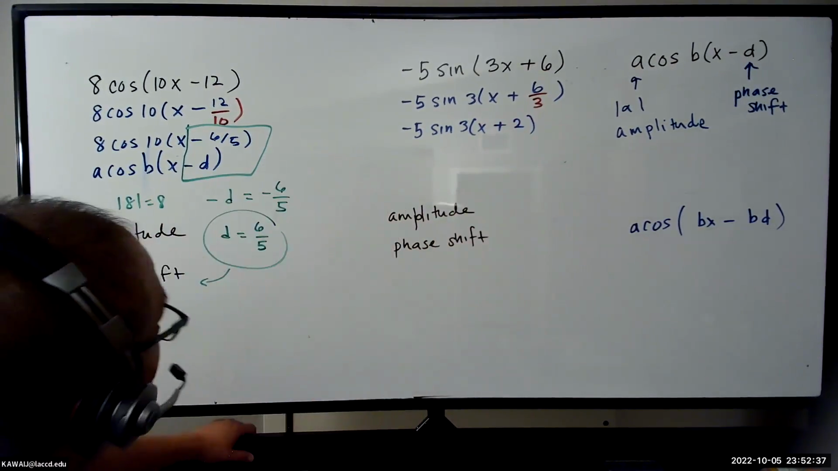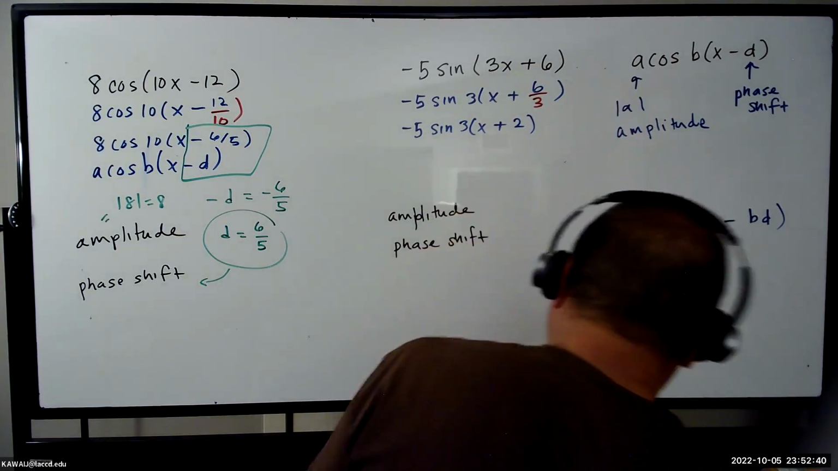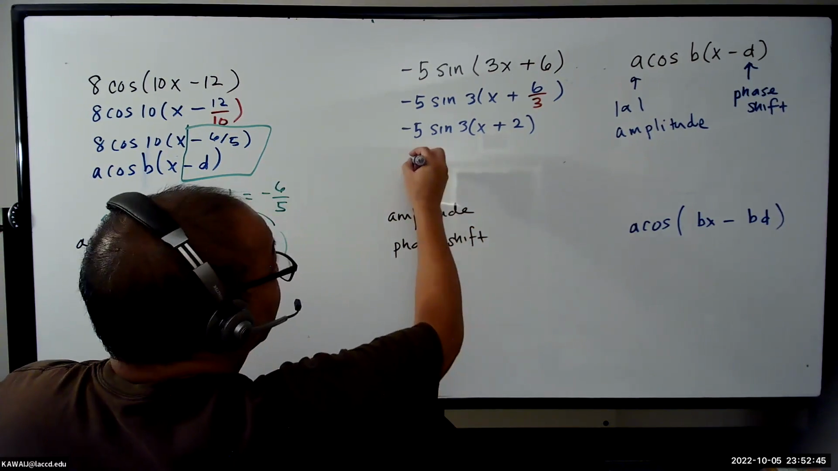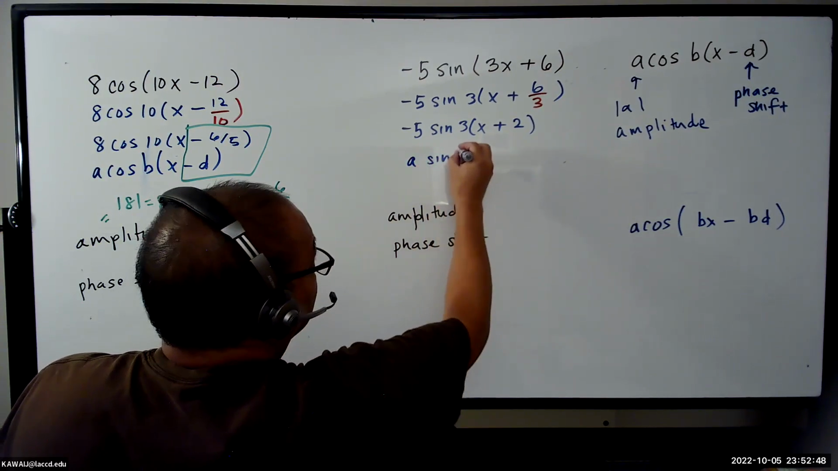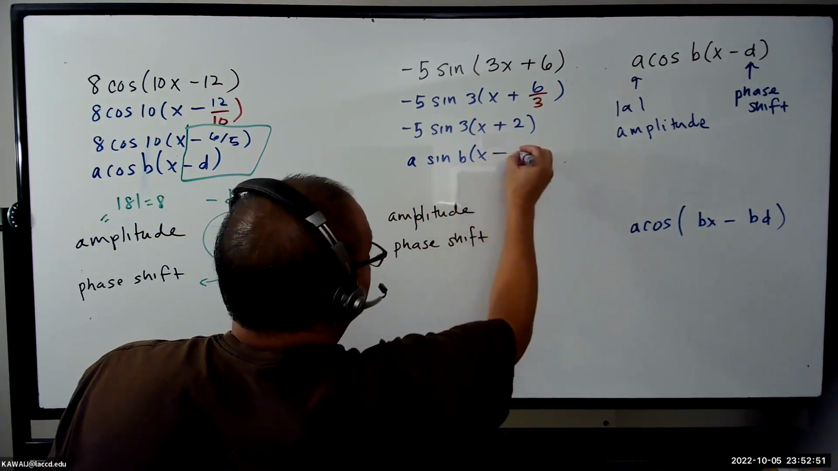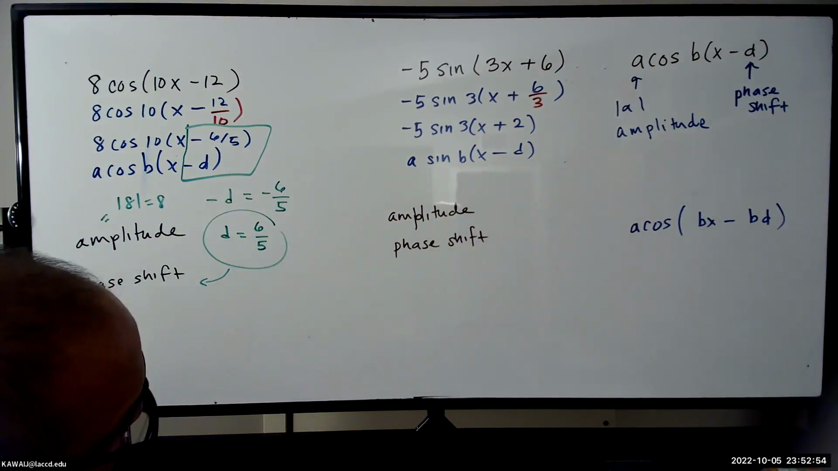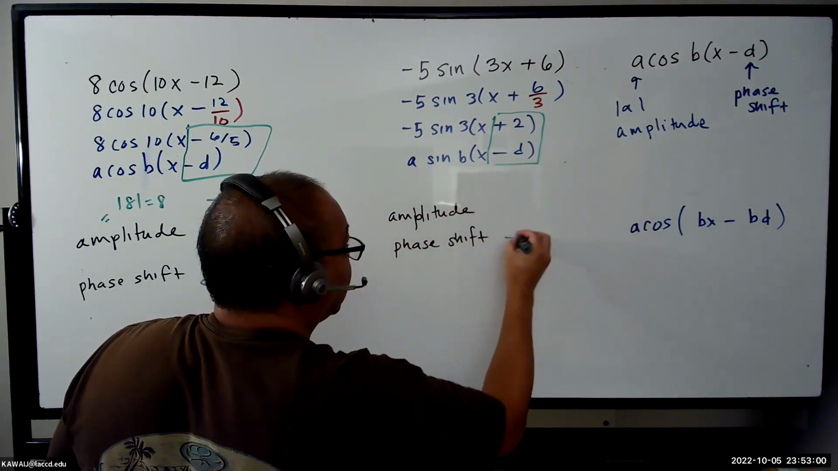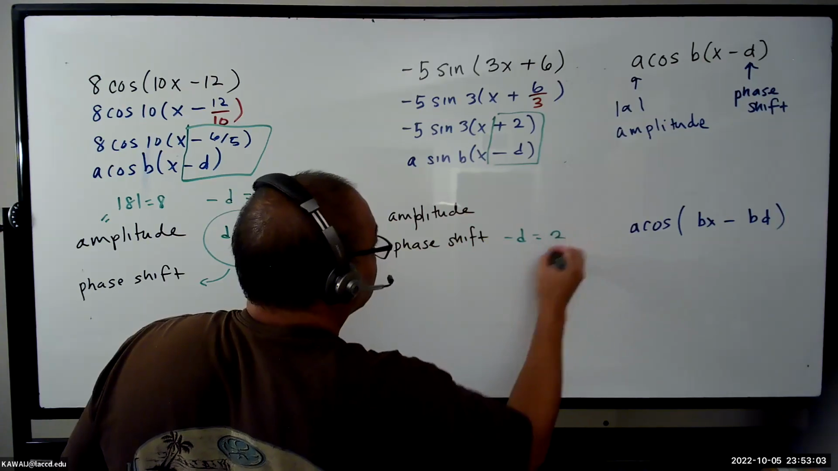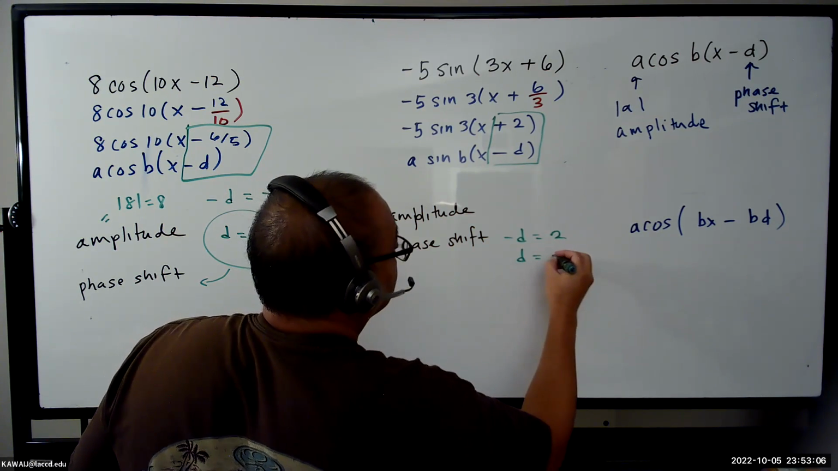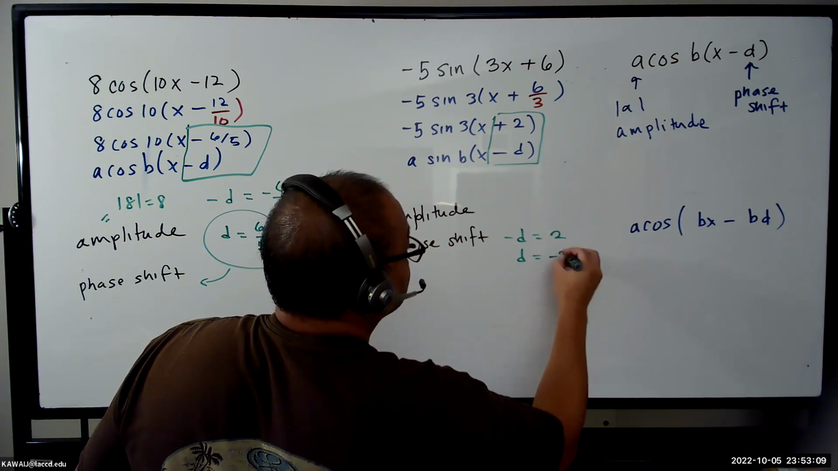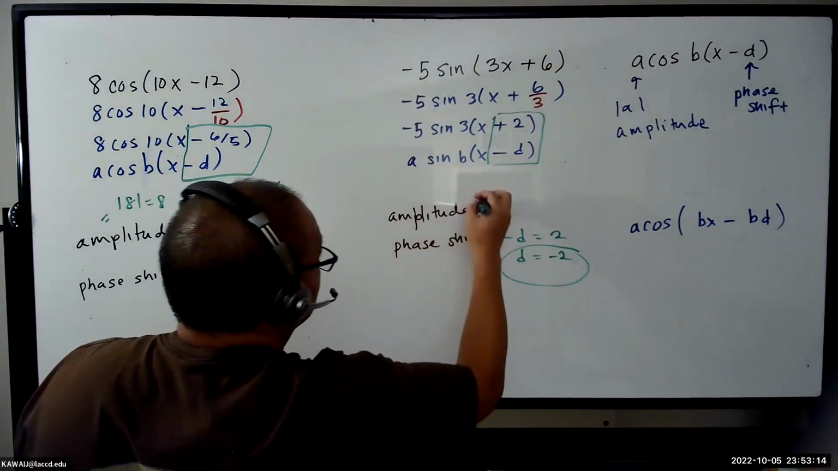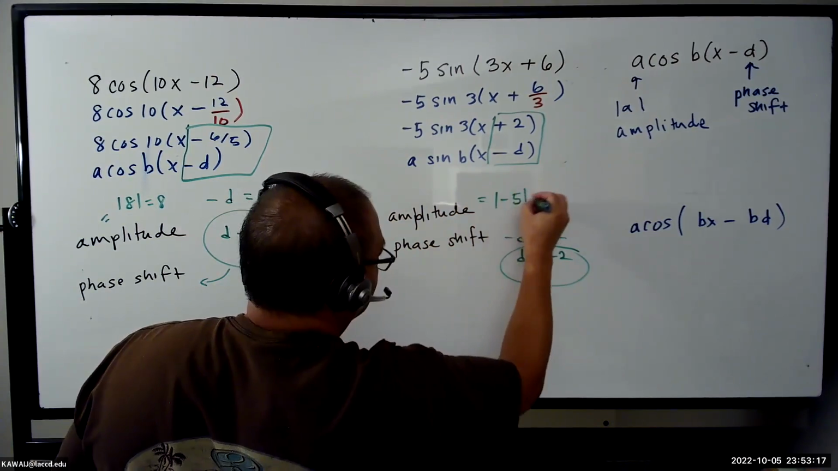Like this. Okay, now we're going to compare it with this formula the book uses. So we'll go A sine B X minus D, like that. And then we'll do pattern matching. Over here, minus D is equal to 2. So D is equal to minus 2. That's my phase shift. My amplitude is equal to the absolute value of -5, which is equal to 5.